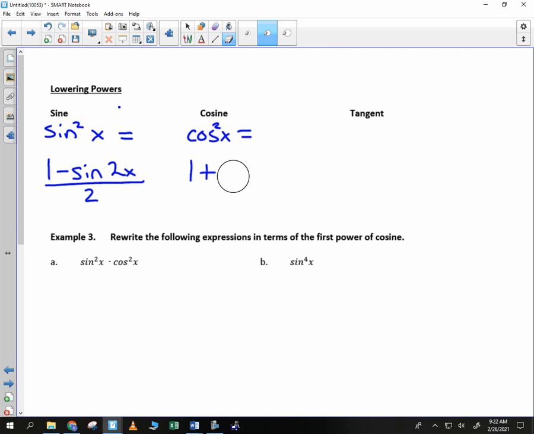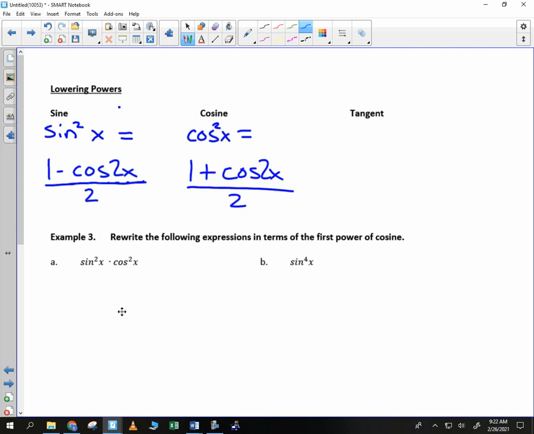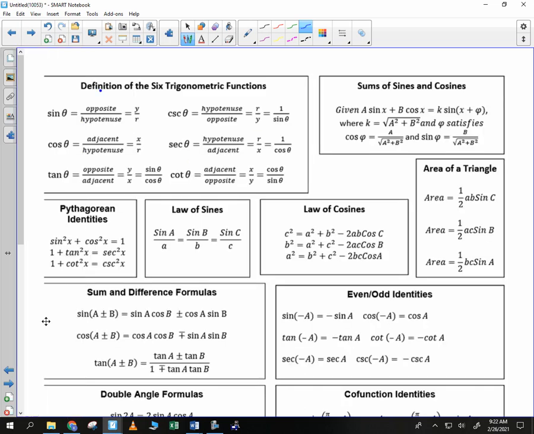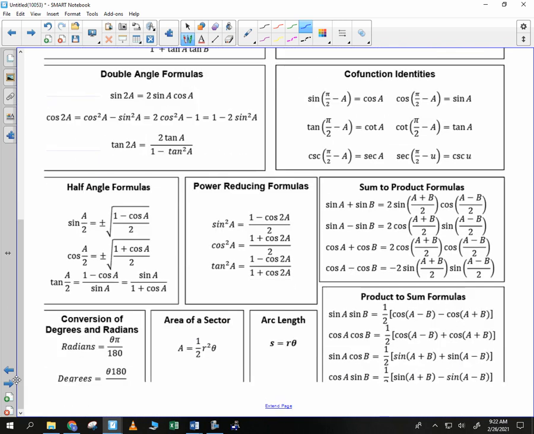Whoop, I'm sorry, folks. Once again, I make a mistake. It's the cosine of 2x, not the sine. So you can see sine squared and cosine squared: you've got 1 minus cosine of 2x over 2 and 1 plus the cosine of 2x over 2. If you're wondering where those formulas are located in your large sheet that a lot of people take off to college with them, you can see the reducing powers formula right here. The sine squared is 1 minus cosine of 2x over 2. Cosine squared is 1 plus cosine of 2x over 2.